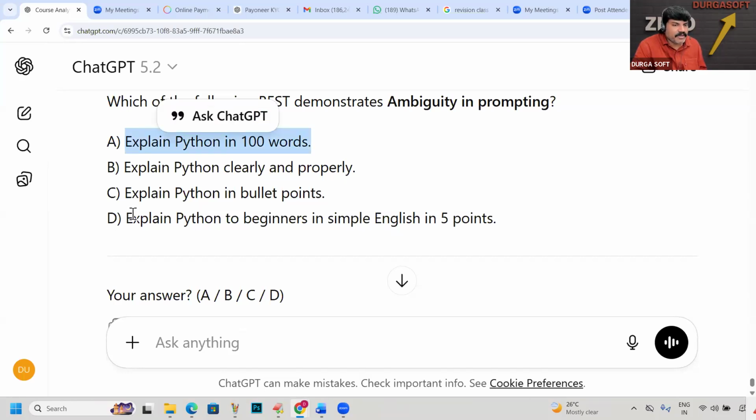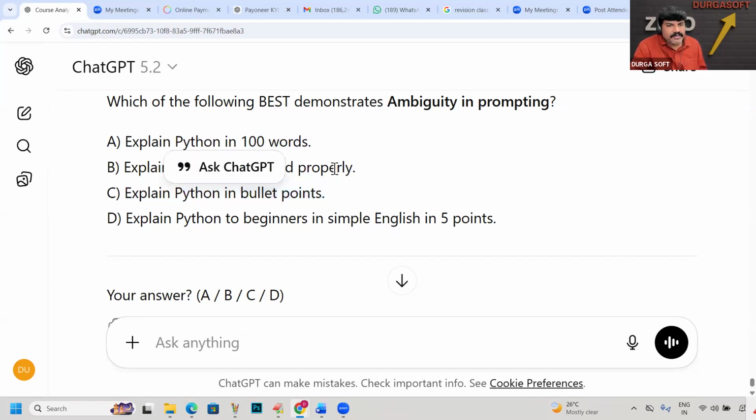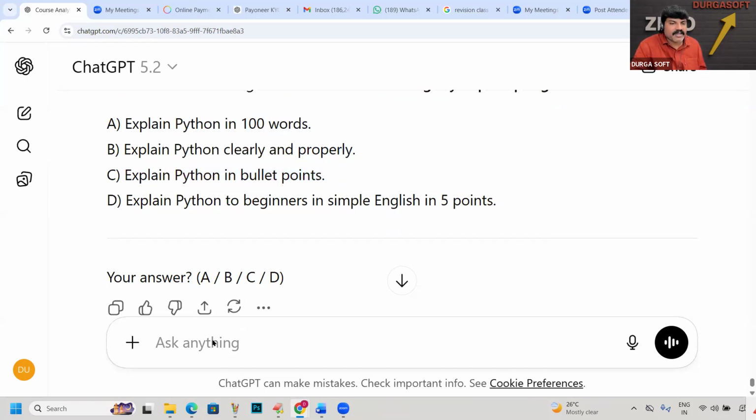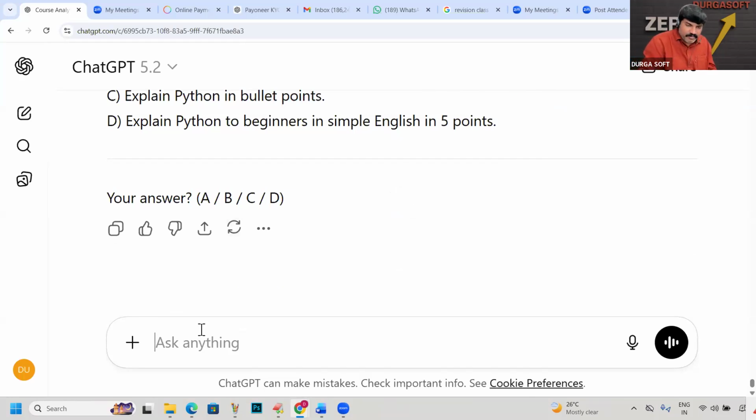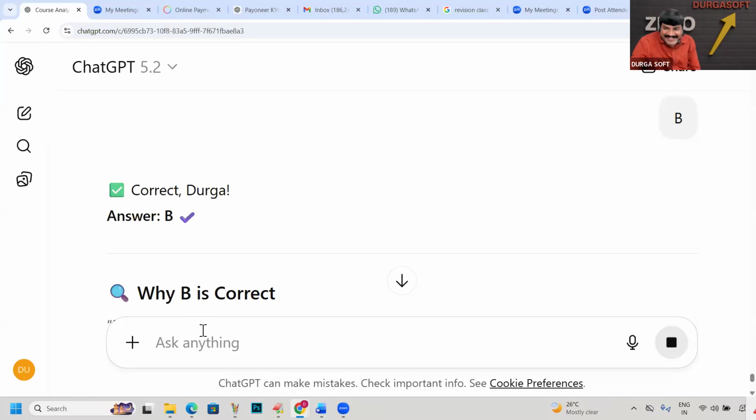There is no ambiguity. This one is also no ambiguity. Only this one or this one. Okay, explain Python in bullet points: I don't think there is an ambiguity, bullet points it will explain. I mean, the format. Clearly and properly, let me check. Either B or C. B, sir. My priority is also B only. Clearly, properly it will also give. You understand, right? Correct.